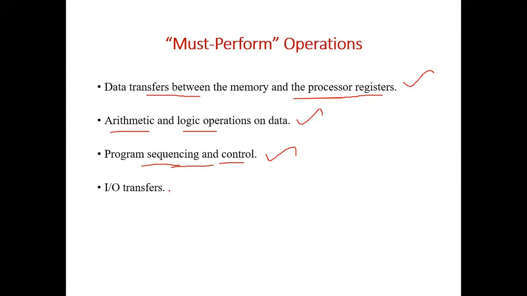And as the fourth and last one, the processor should also include instructions for performing IO transfer. This is something like transferring data from memory to an IO device or from an IO device to memory. So a computer must have instructions capable of performing these four types of operations: transferring data from memory to processor, from processor to memory, performing arithmetic and logical operations, program sequencing and control, and IO transfers. Okay, fine.